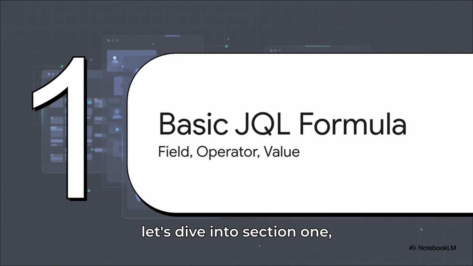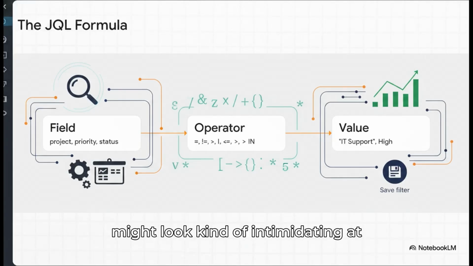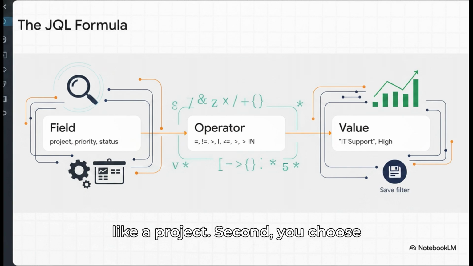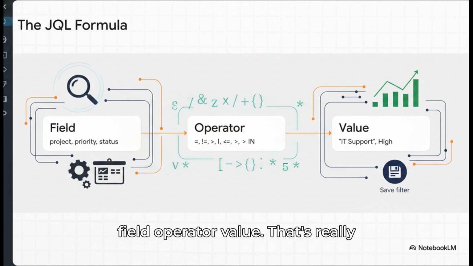All right, let's dive into section 1, the basic JQL formula: field, operator, value. Now, a JQL query might look kind of intimidating at first glance, but notice how every single clause just breaks down into 3 sequential building blocks. First, you declare the field, like a project. Second, you choose your operator, like equals. And third, the value you want. So, field, operator, value. That's really it.